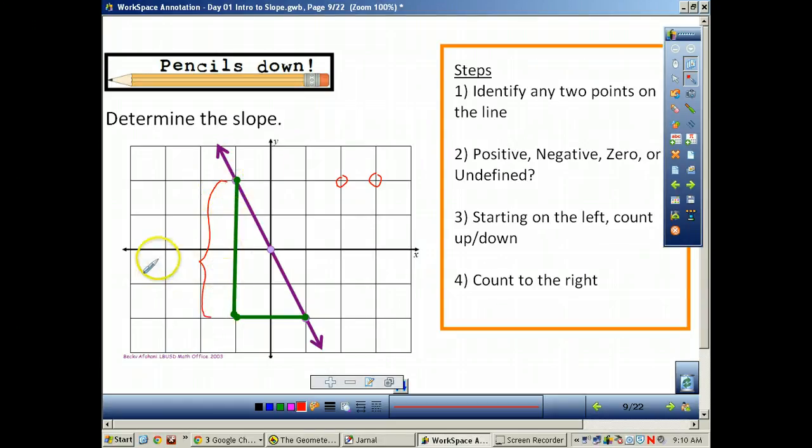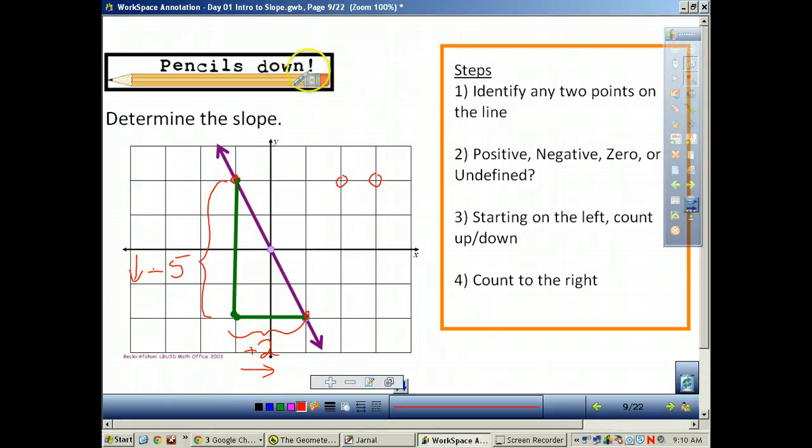How many is it? 5? Is it going up or down? Okay, from here to here. Down. So anytime we say we count down, we're going from this point, the left point, to the right point. So we have to count down. It's negative. Right here, how many points is this? Or how many squares is this? 2. But we went to the right, so it's positive.